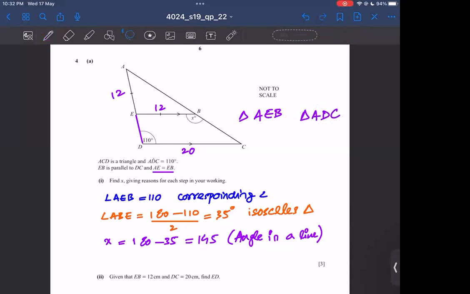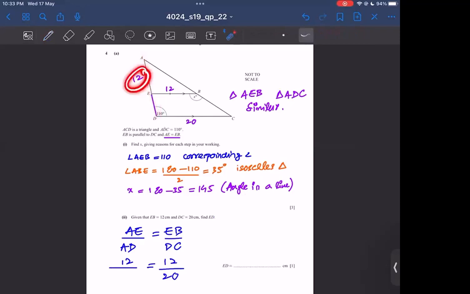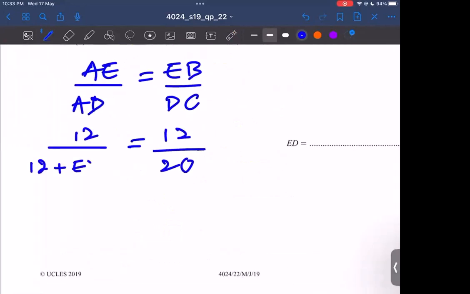Now, if these two triangles are similar, their side ratios are going to be equal. Let's say we have AE over AD and EB over DC. These two ratios are going to be equal. We know the value of EB, which is given in the question, 12. DC is given, which is 20. AE is known, this is 12. And what is the value of AD? AD is basically equal to 12 plus ED.